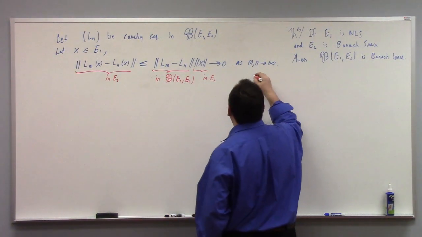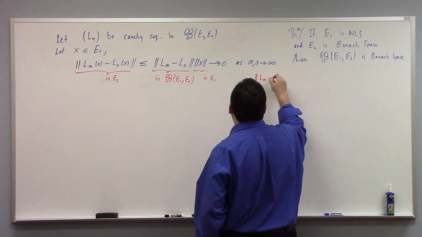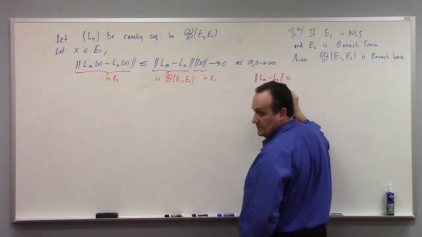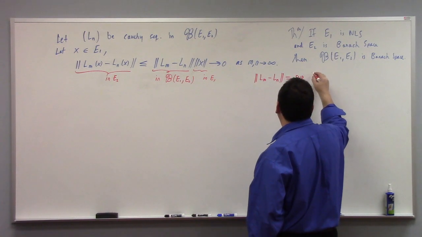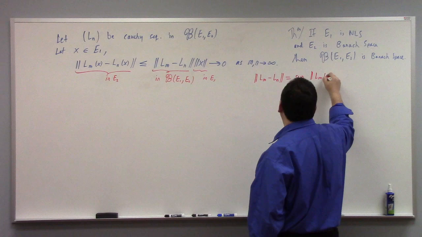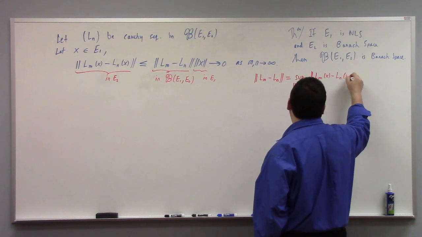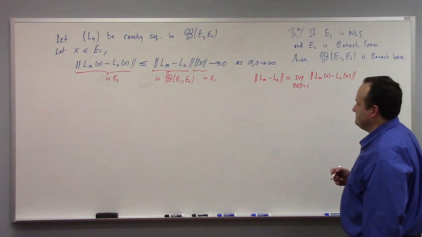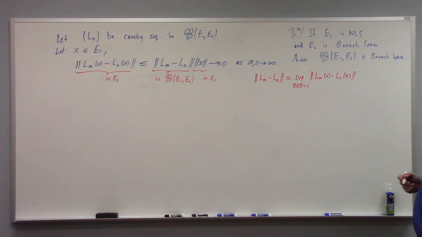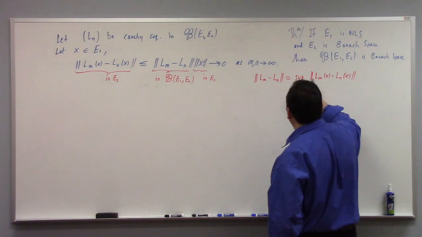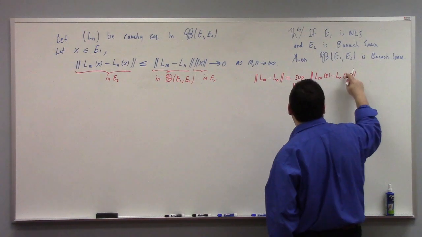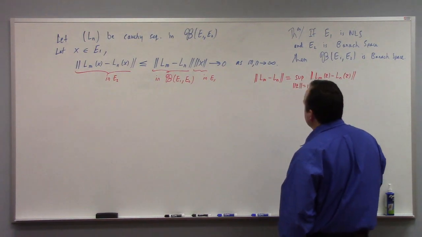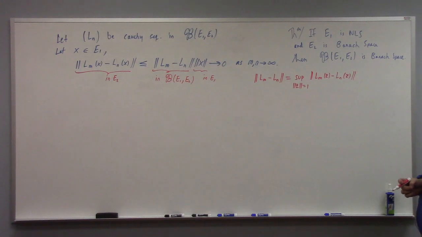Why? Because remember that the norm of Lm minus Ln is the supremum, over the norm of x equal to 1, of the norm of Lm of x minus Ln of x. Now, let's not even use x here. Let's use z or something different so we can free our mind of it being the same thing that I have over there. Let's put a z there.